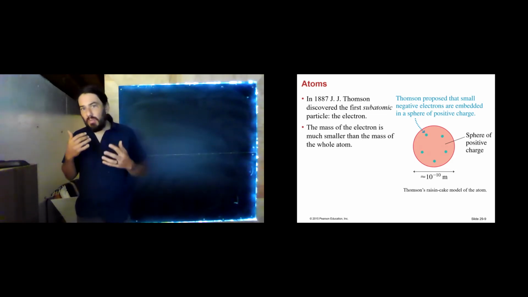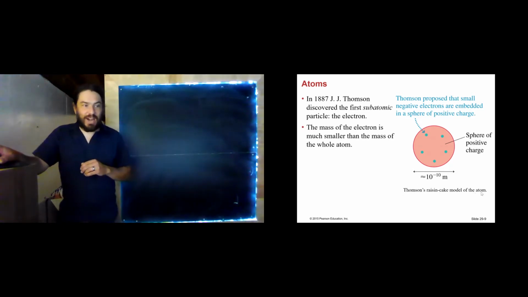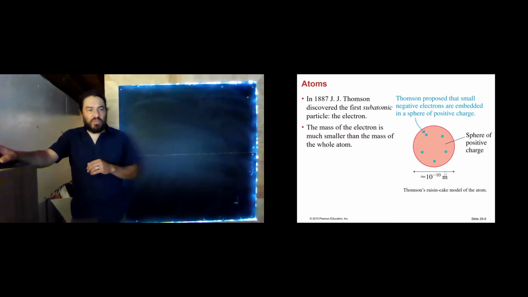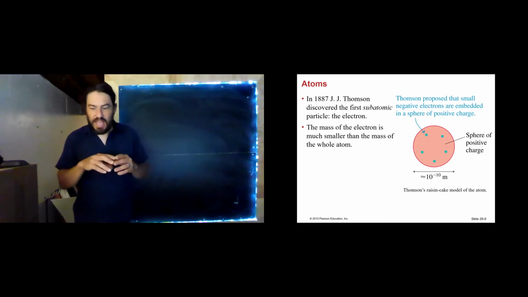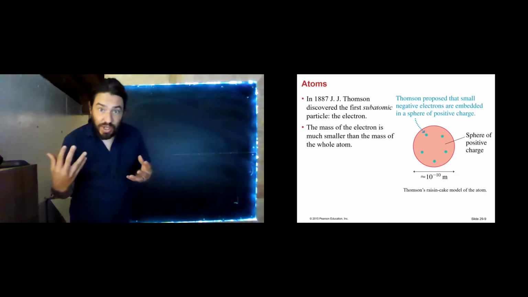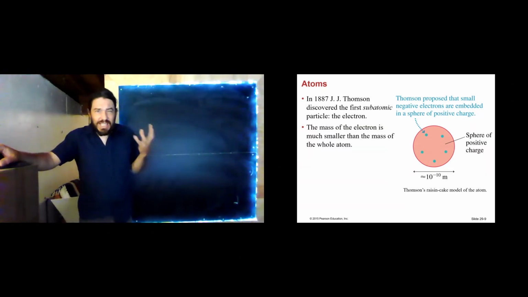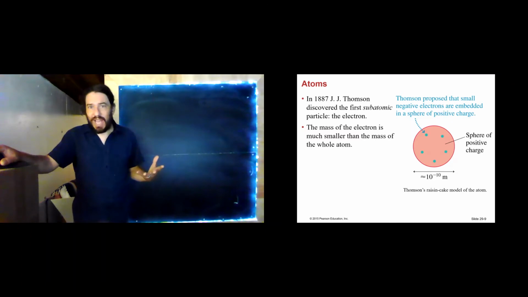And so his proposal was the so-called raisin cake model of the atom, which was a sphere of positive charge with some negative charges embedded in it. Sort of like the opposite of a modern idea of a metal, where we think about a metal as positive ion cores and a sea of electrons. So it's kind of the opposite of that. This was one of the first ideas for the model of an atom.